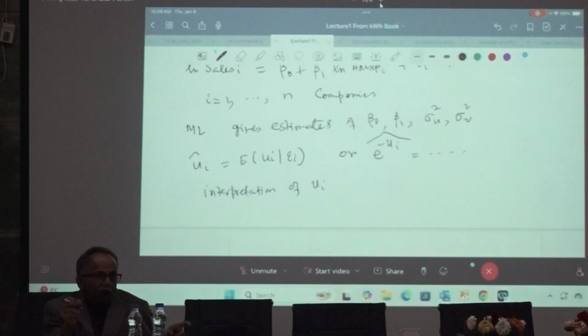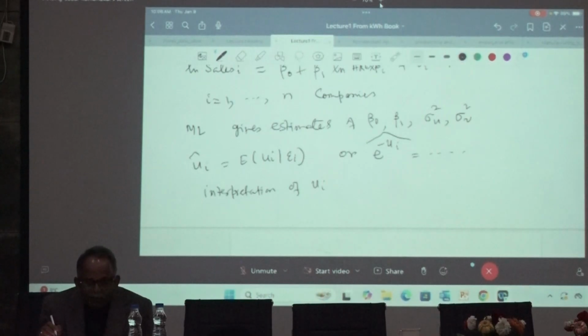But the model is in log, so I cannot say that this is a revenue shortfall. You can only say it's a log revenue shortfall, which is not very nice. If you tell individual companies that your log revenue shortfall is 0.01, they won't understand what you are talking about. So you have to do it in a way that they understand. This complication is coming because we are using the log version of the model.